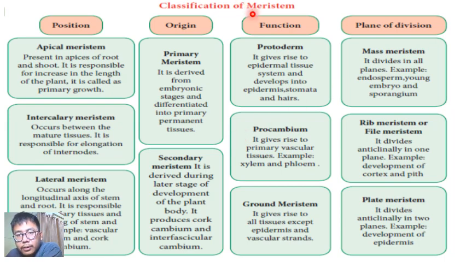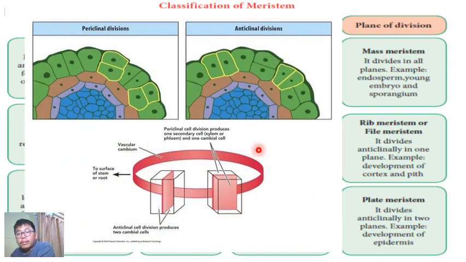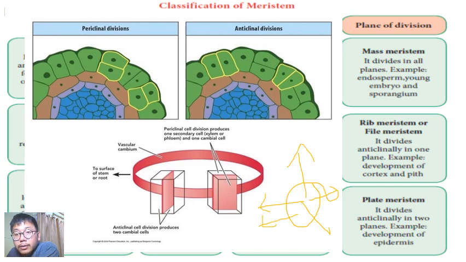Based on plane of division, there are three types: mass meristem, rib meristem or file meristem, and plate meristem. Mass meristem means it divides in all planes. Suppose it's a tissue, it will divide in any plane. That type of meristem is called mass meristem.